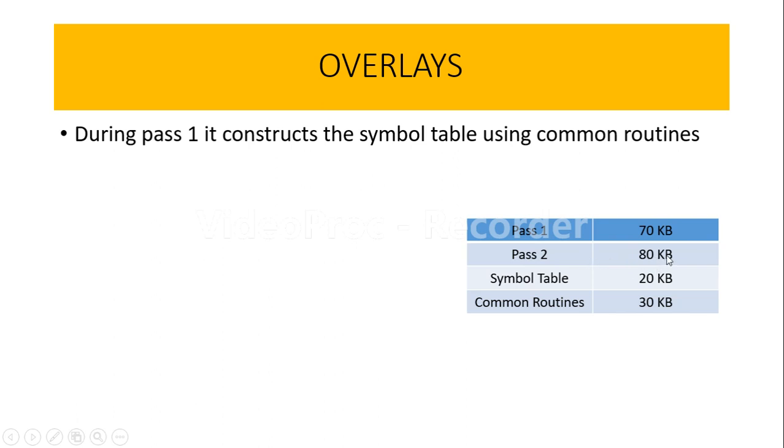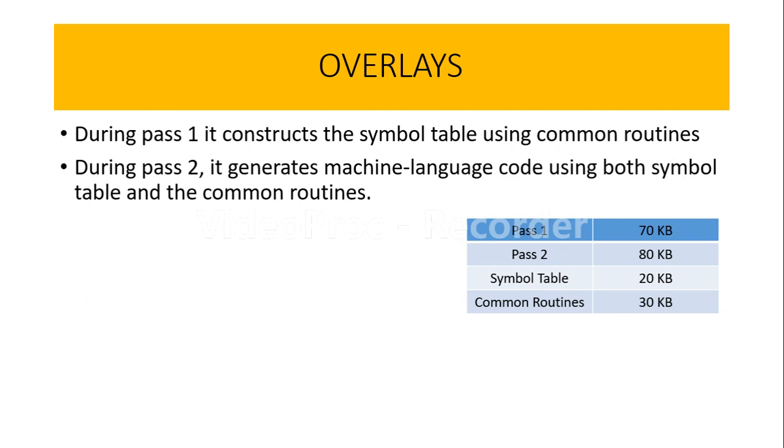The total memory required is 70 KB for pass 1, 20 KB for the symbol table and 30 KB for the common routine. So overall during pass 1 the memory space required is 120 KB, which is less than the available memory space of 150 KB. Afterwards during pass 2 we are going to generate the machine language code, and during this pass we need not have pass 1 in the main memory. So we are going to replace pass 1 in the main memory with pass 2. Now the overall memory required is 130 KB. So once again by using the concept of overlay we can execute pass 2. Like this we are able to execute a program whose size is 200 KB with the available size of 150 KB of memory.